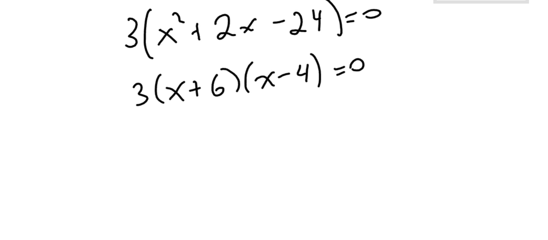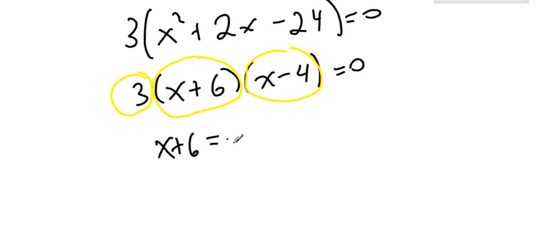So I have 3 things multiplied together. If any one of these 3 things was 0, I would have solved this equation. Now it's impossible to make 3 equal 0, so nothing from here. However, the next bracket says that x plus 6 could equal 0. And if x plus 6 was equal to 0, I don't care what I have here or here, the whole thing is 0. And that means that x equals negative 6 would make this expression 0.